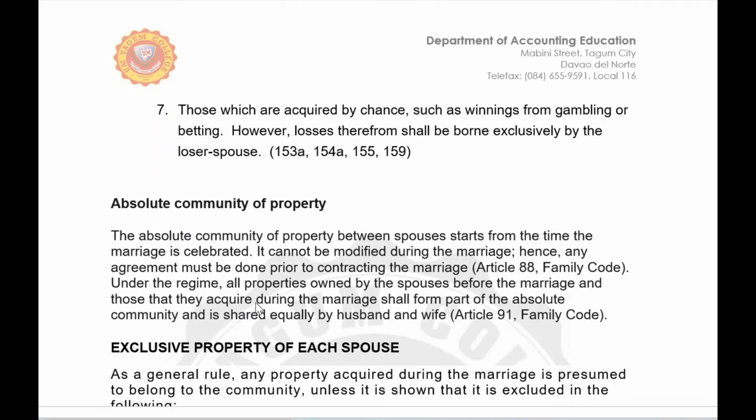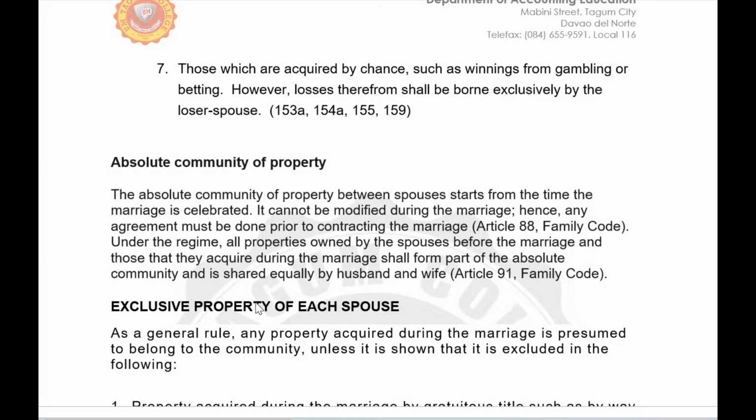Now let's have absolute community, no? So the absolute community of property between spouses starts from the time the marriage is celebrated. So it cannot be modified during the marriage, hence any agreement must be done prior to contracting the marriage. So under this regime, all properties owned by the spouses before the marriage and those they acquired during the marriage shall form part of the absolute community and shared equally, no, by the husband and wife.